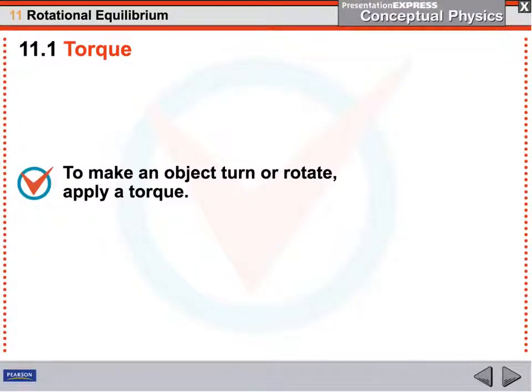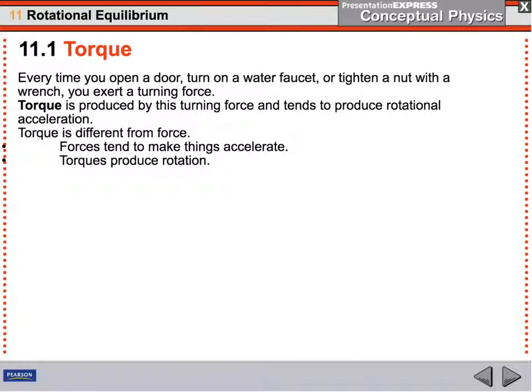To make an object rotate or turn, you must apply a torque. Every time you open a door, turn a water faucet, or tighten a nut with a wrench, you exert a turning force. Torque is produced by this turning force and tends to produce rotational acceleration. Torque is different from force. Forces tend to make things accelerate. Torques produce rotation.